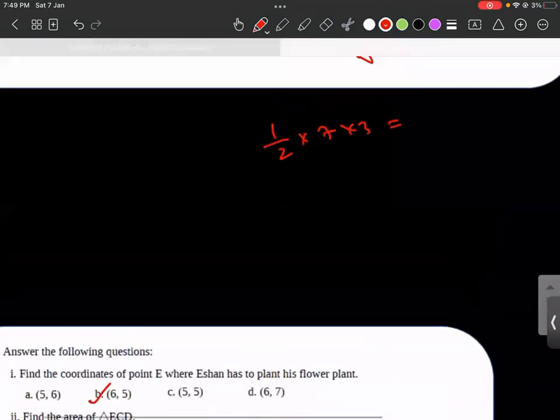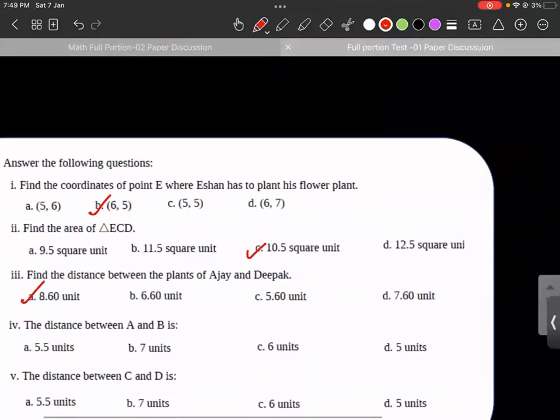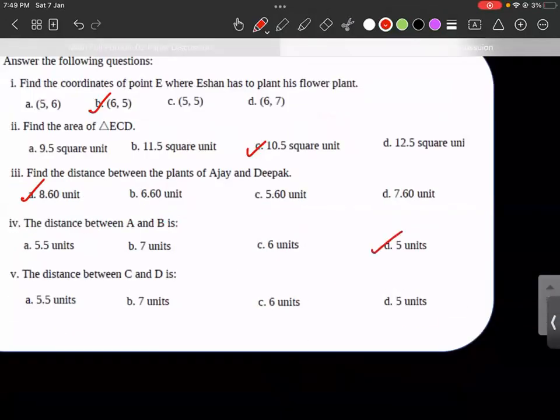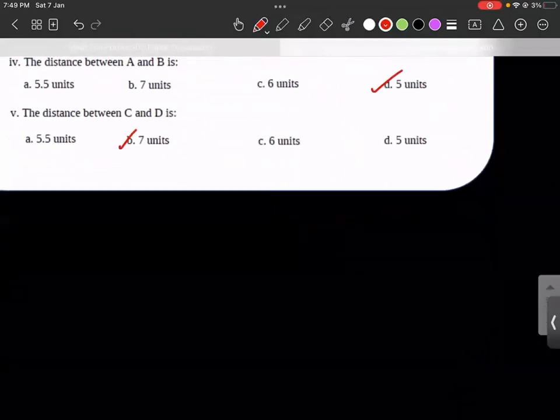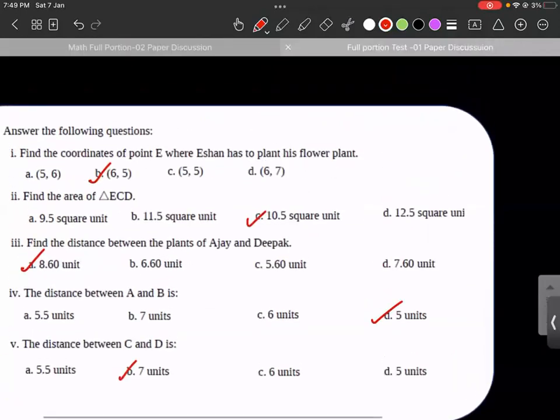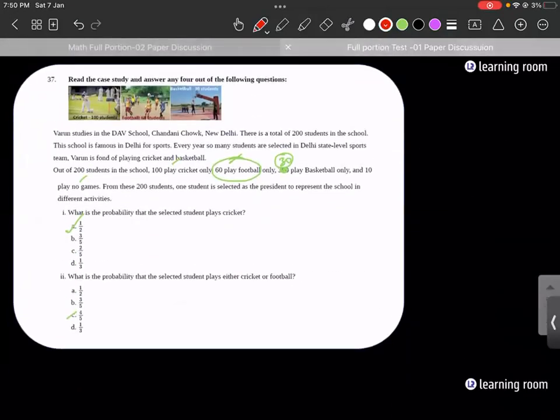The distance between AB is 5 units. Difference in their x coordinates when it is along the same straight line. The distance between CD is 7. You already completed the answers. Right. So I think that this was good. Right. So any more doubts that you have? You're clear? No doubts, sir. Yes, sir. That's good.